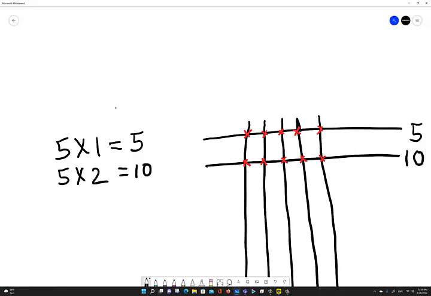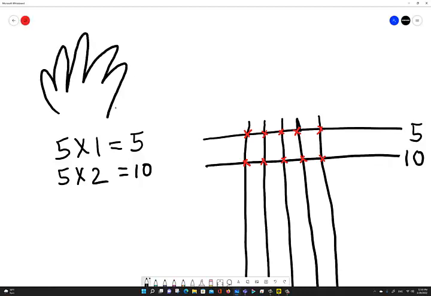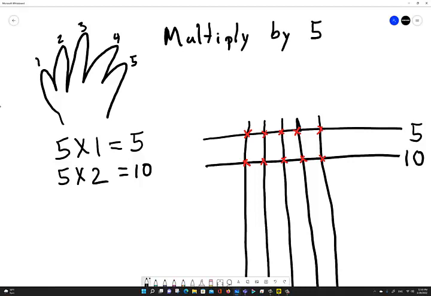Right now we are in front of a YouTube audience who is watching us learn how to multiply by 5. And the reason why I pick 5 is how many fingers are on our hand? 5. Yes. 1, 2, 3, 4, 5 fingers, and that's why I'm teaching you how to multiply by 5.